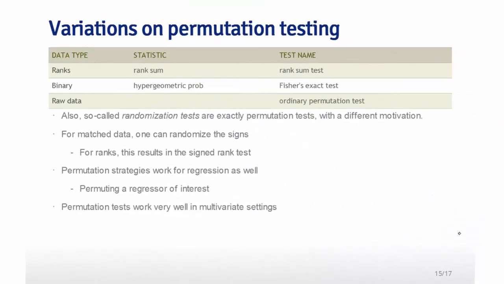I'm not going to dwell too much on this slide, but I just want to say that permutation tests are very powerful, so much so that they keep being reinvented in different settings. For example, the rank sum test, a famous test in statistics, is a permutation test where you've replaced your data in some fashion by ranks rather than the original raw values. Fisher's exact test, which you might have heard of, is exactly a permutation-based test where our data type is binary and there's a specific test statistic you're using. If you use the raw data, then you're just doing an ordinary permutation test.